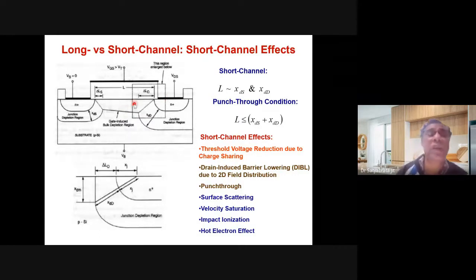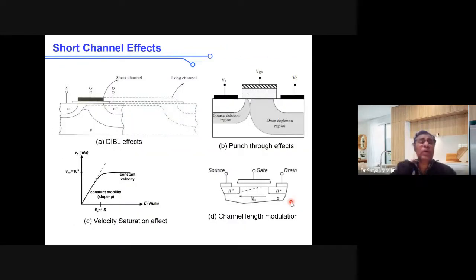As a result of that, a large number of electrons, and if this thickness is very small, then electrons may penetrate from this to this one. The gate leakage current will be increased. Okay, so these are some of the effects.